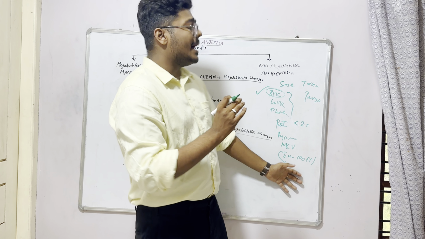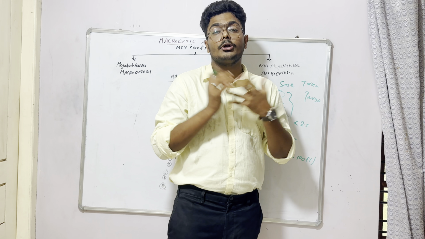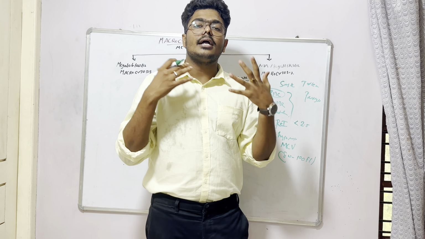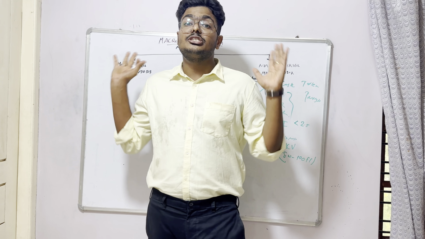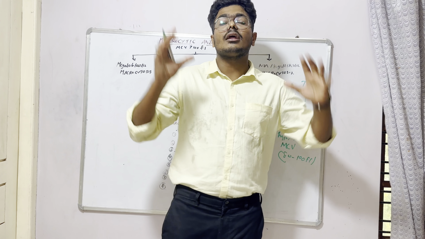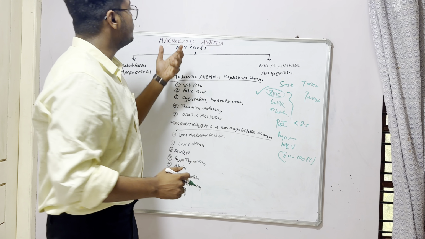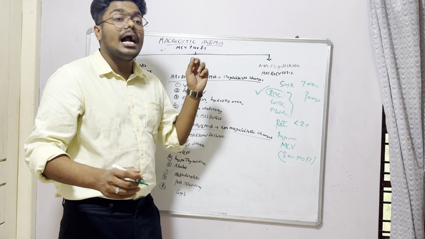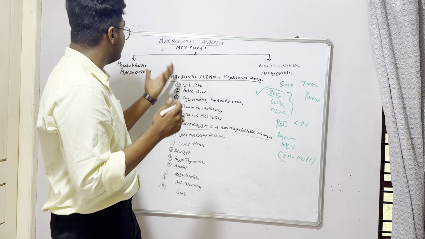So, if it is a macrocytic cause, what clinical presentations, what different symptoms, or what different causes are we going to get? That is what we are looking into in the chapter of macrocytic anemia. So let's focus our complete attention on macrocytic anemia. Macrocytic anemia means MCV is greater than 100 femtoliter.